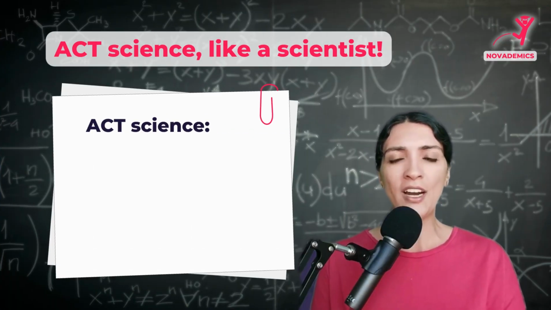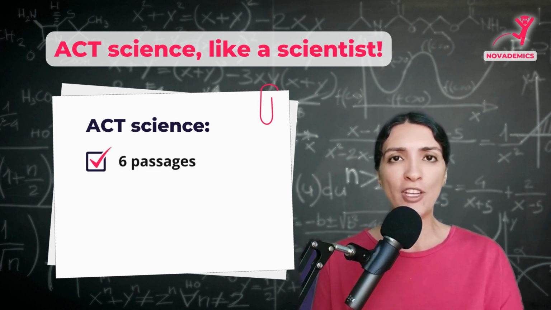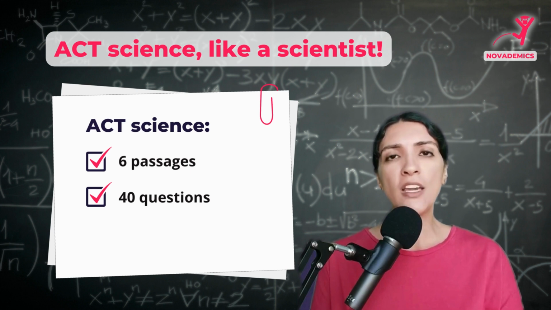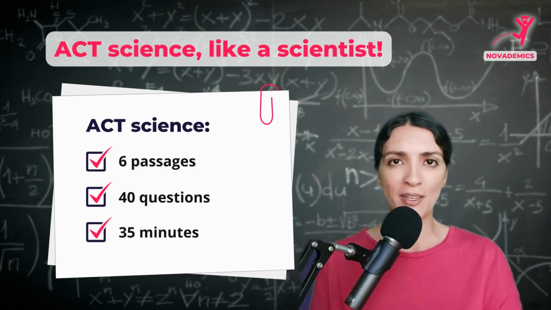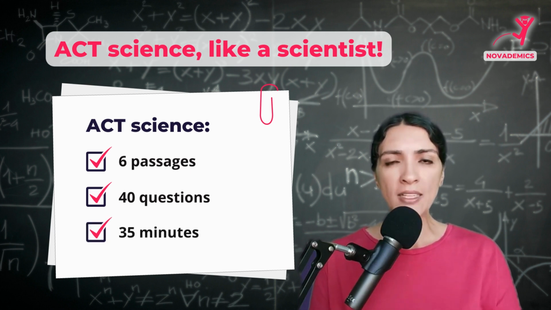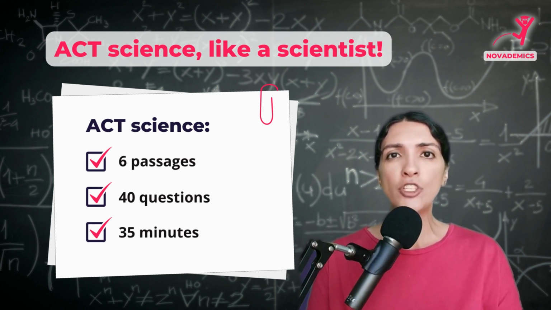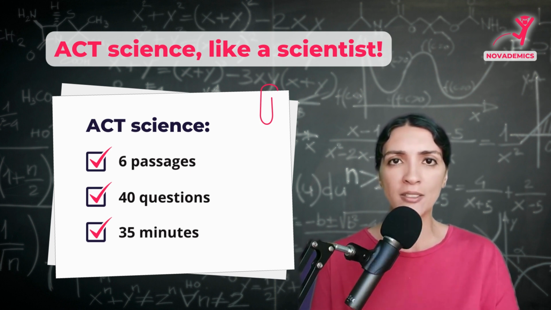Let's first orient ourselves. ACT Science has 6 passages and 40 questions, for which you'll be given 35 minutes to complete. Of those 6 passages, 5 of them will have charts, graphs, or tables. And the techniques that we'll be covering in this video apply to those 5 passages.